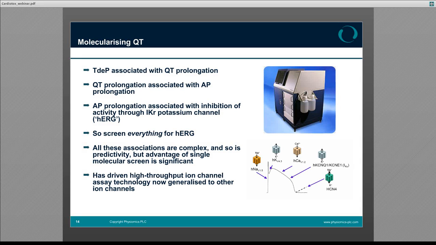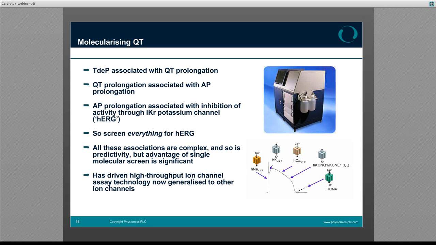So what the industry has been doing is trying to look for correlations between what was causing torsade de pointes, and they found that QT prolongation was quite an important factor. So this association then led to the question, what was causing prolongation of the QT? And this led to prolongation of the action potential. Prolongation of the action potential has been associated with the inhibition of activity through the IKr potassium channel, known as hERG. So we screen everything for hERG.